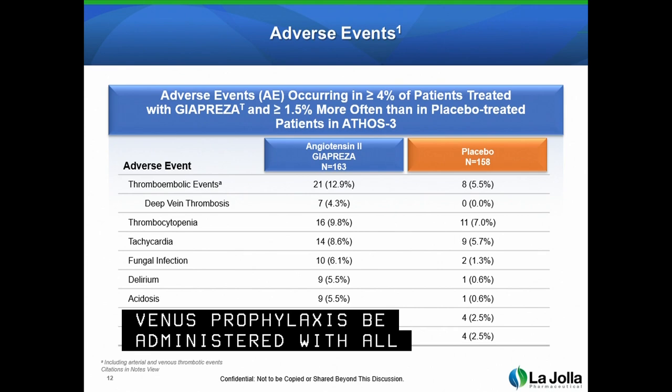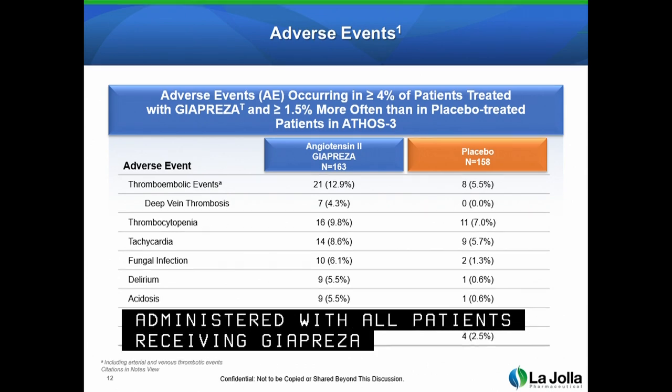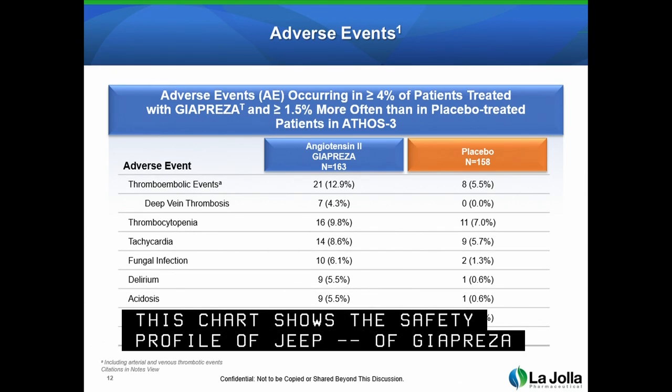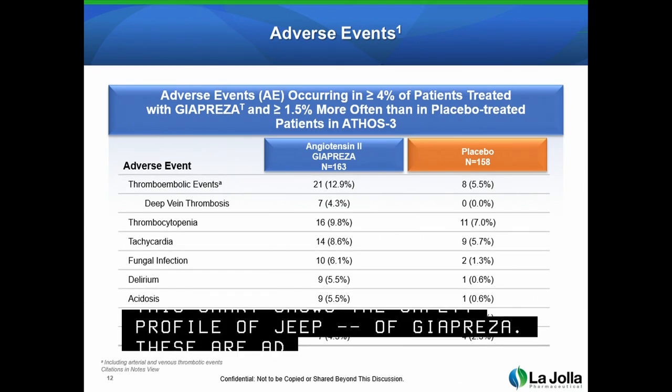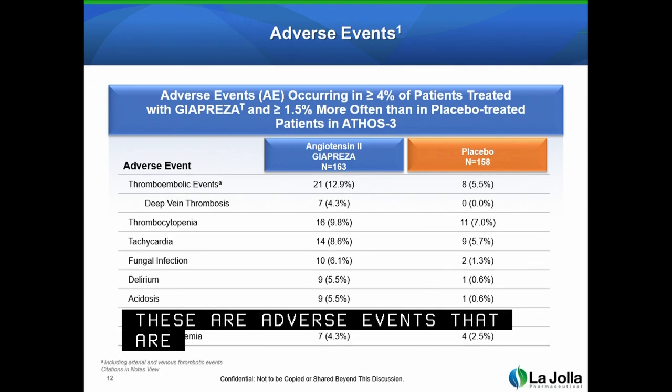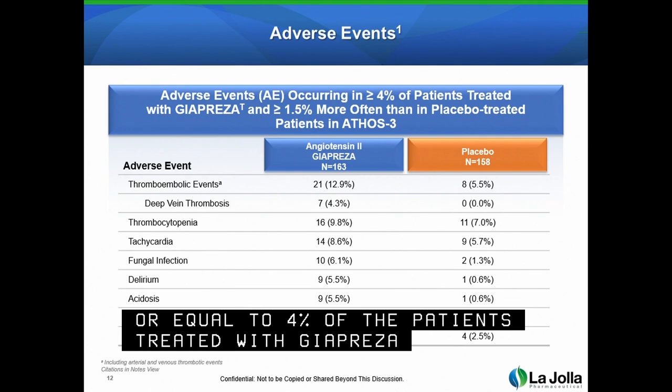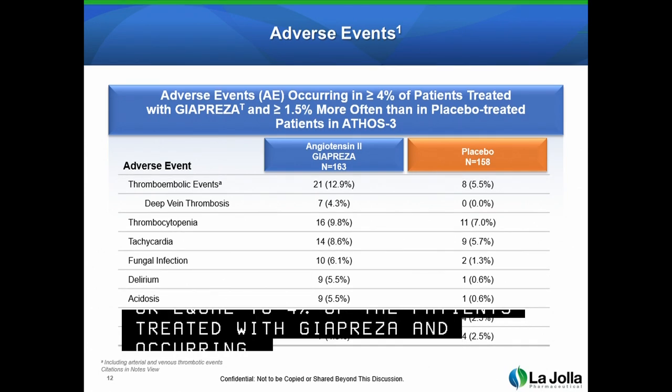And this chart shows the safety profile of Giapreza, and basically these are adverse events that are occurring in greater than or equal to 4% of the patients treated with Giapreza and occurring greater than or equal to 1.5% more often than in placebo-treated patients.